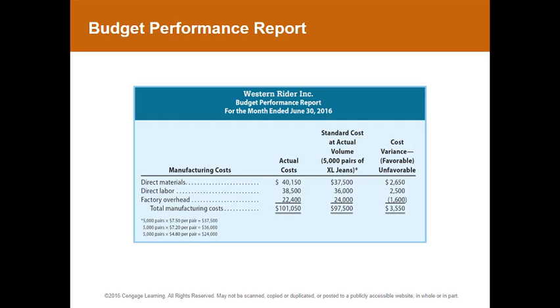We can identify that both direct materials and direct labor had cost overruns and resulted in unfavorable performance between our actual and our standard costs. However, our factory overhead is favorable. We experienced less of it than we had initially anticipated. However, on a global basis, we are unfavorable by $3,550.